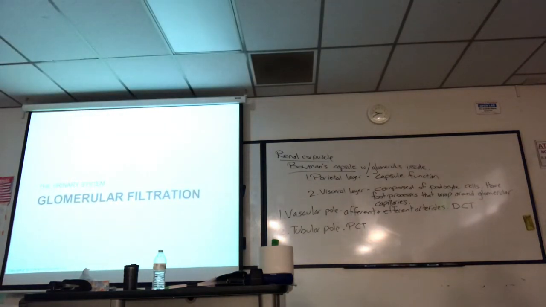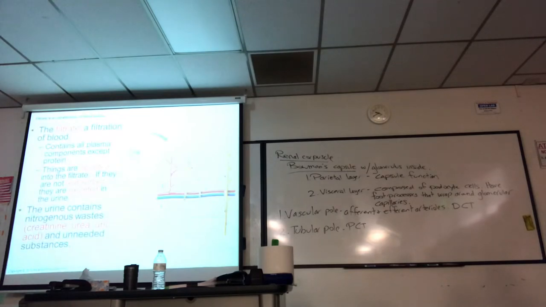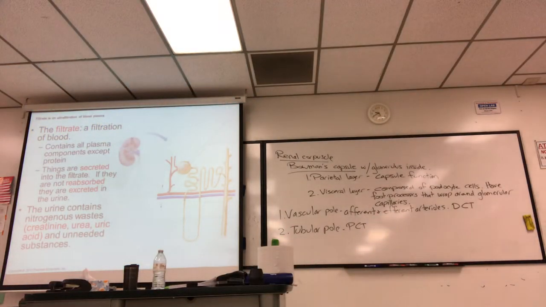All right, so we're talking about the renal corpuscle. The main function of the glomerulus is filtration. There are some facts. The filtrate is the filtration of the blood, specifically blood plasma. You don't filter the cells, those stay in the blood. So it contains all the plasma components except large proteins. Things are secreted into the filtrate, and as I've said before, if they're not reabsorbed, they're excreted. Urine contains all the waste products that you want it to excrete. They're mostly nitrogenous waste products like creatinine, urea, uric acid, and some other unneeded substances.